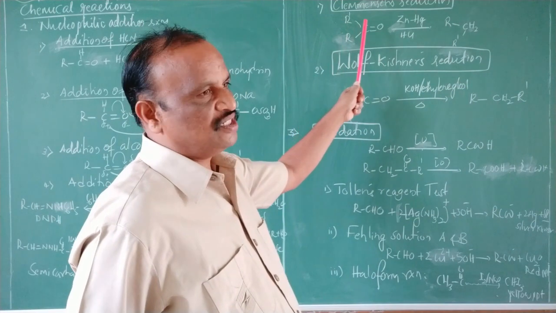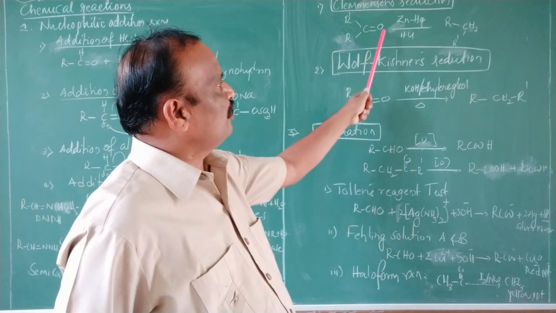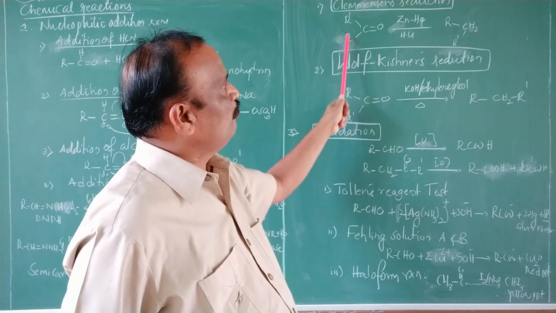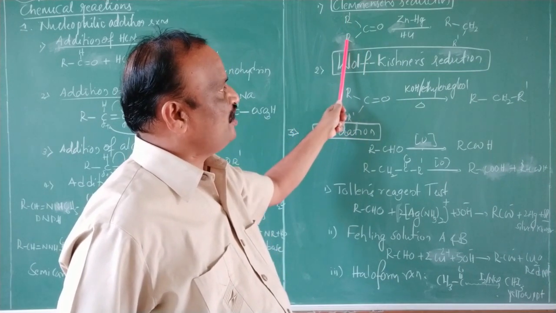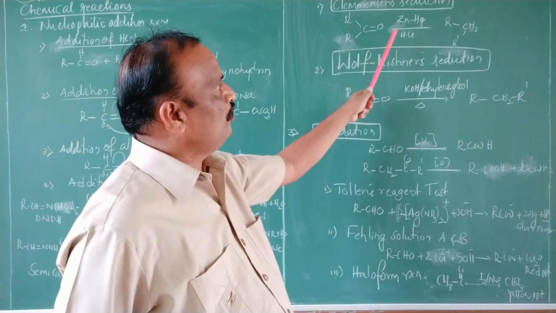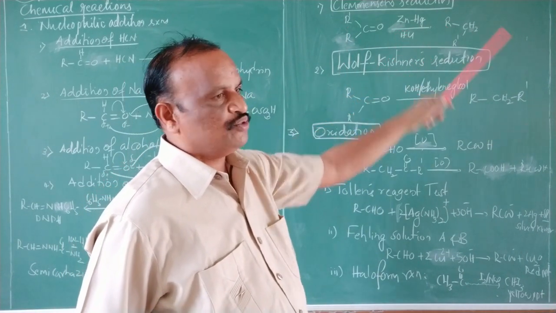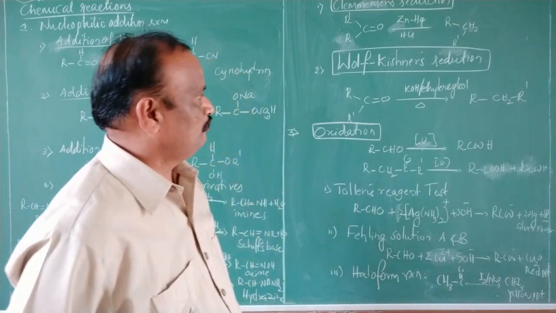One is Clemmensen's reduction. During Clemmensen's reduction, you can take an aldehyde or a ketone, with both R groups or one R group and one H, and treat it with zinc amalgam in acidic medium, and it forms a hydrocarbon.